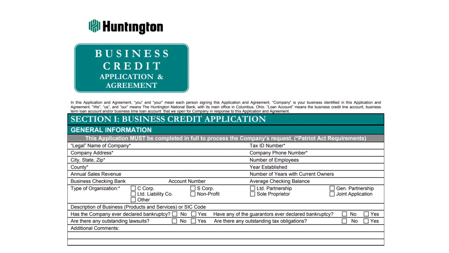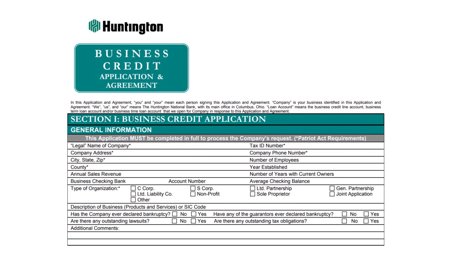Okay, and the number of years with current owners. So they just want to have clear information about the ownership here, and this is the kind of information that should be seen also in the statement of owner's equity, which is one of the 4 financial statements that Huntington Bank might have to review before approving this business loan.